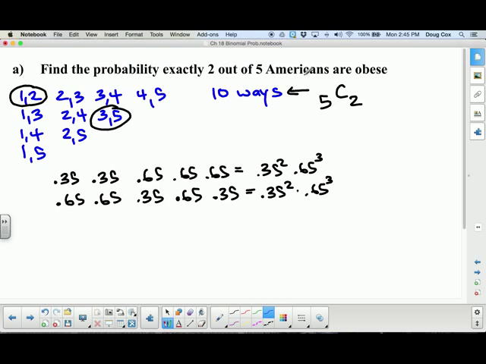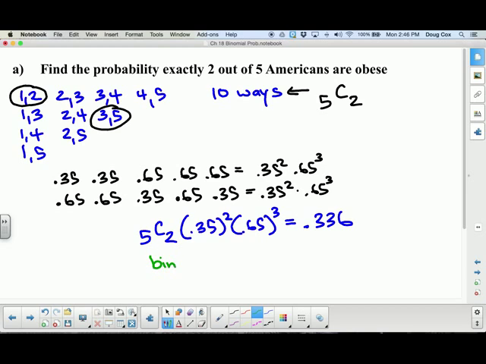So the way to do this quickly is to take 5C2, which is the number of ways this can happen, and then multiply it by 0.35 squared times 0.65 to the third power. Now, when you do this, you'll get an answer of 0.336. And there's another way you can do this on your calculator, and it uses a function. It's in the same area on your calculator as normal CDF, but it's called binom PDF.